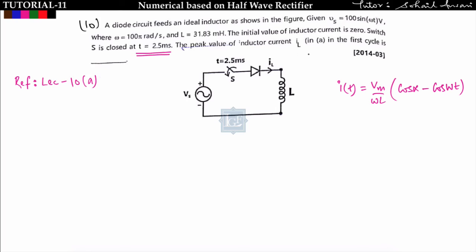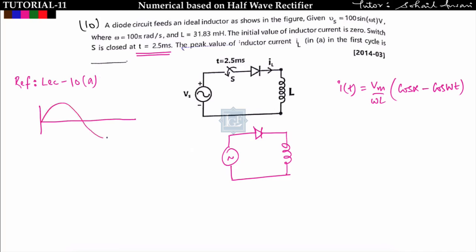If this switch was closed at t equal to 0, then this will behave like a single phase half wave uncontrolled rectifier with purely L load. But here this switch was closed at t equal to 2.5 millisecond. So let us plot the input voltage that is equal to Vm sin omega t like this. And I am closing the switch at t equal to 2.5 millisecond.